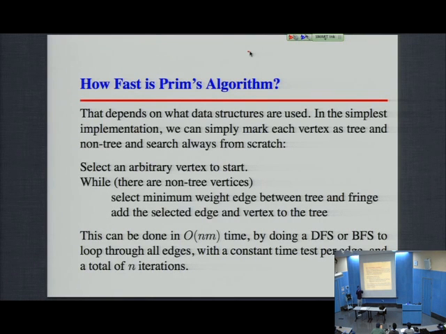If both endpoints are in the tree, we're not going to want to consider it because adding this edge would create a cycle. If both endpoints are not in the tree, then we can't add this edge yet because it's not adjacent to our tree. So it should be clear that in order m time, we can sweep through to figure out what the next edge to add is. And this would give us an n times m implementation of Prim's algorithm.